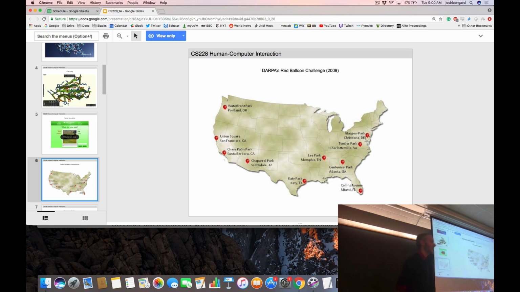The purpose is to see whether you could incentivize as large a group of people as possible to perform a distributed search task as quickly as possible. So find 10 balloons in a week, find first aid experts in every major city, that sort of thing, right?